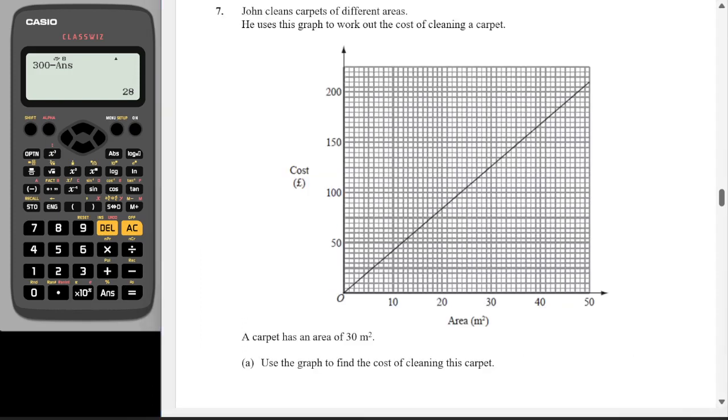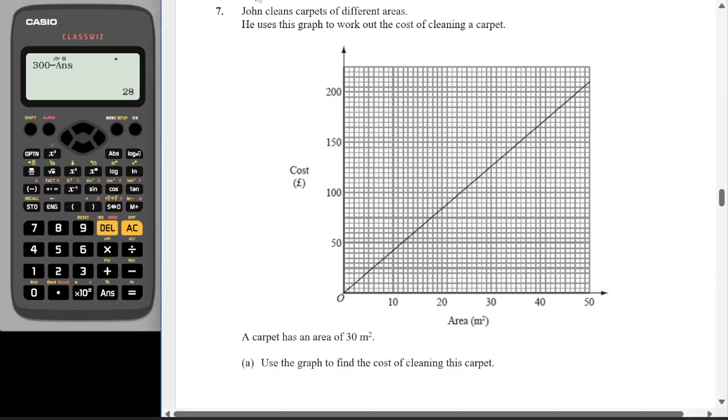Okay, question 7. John cleans carpets of two different areas. He uses the graph to work out the cost of cleaning a carpet. So we've got the cost and we've got the area. A carpet has an area of 30 meters squared. Use the graph to work out the cost of cleaning this carpet.